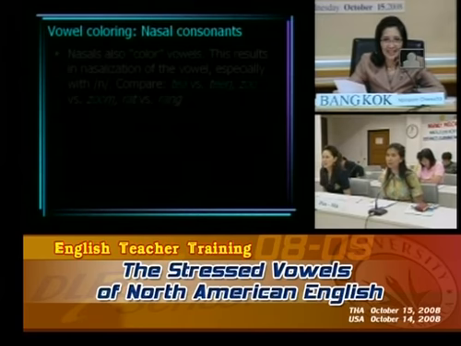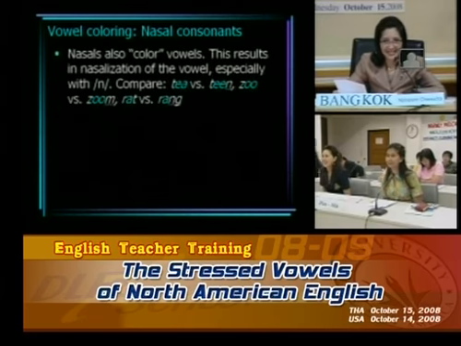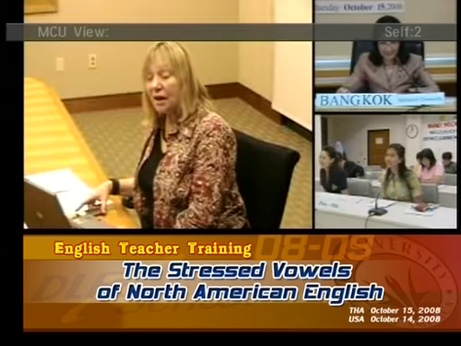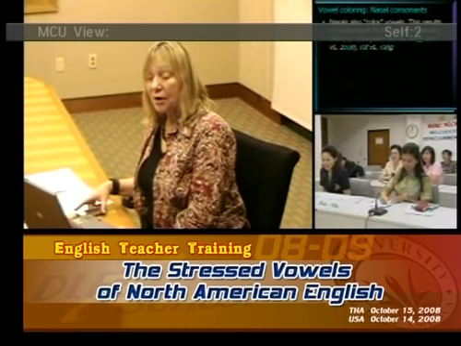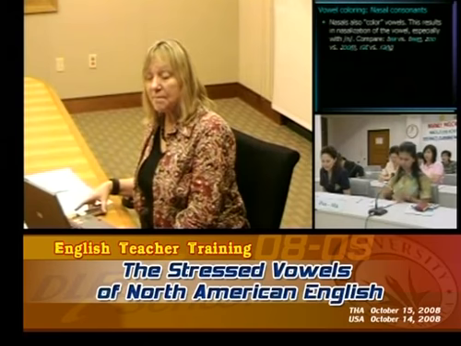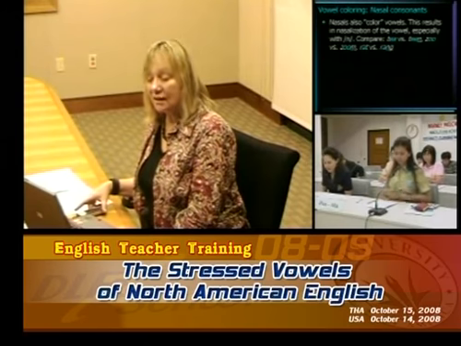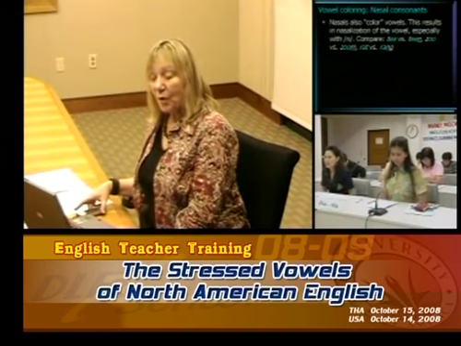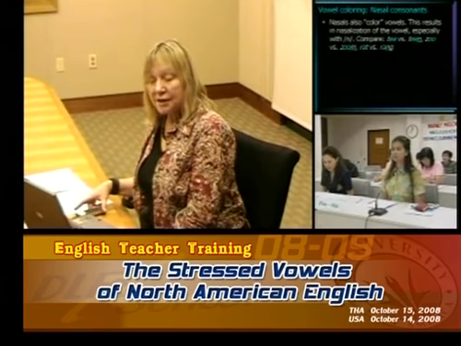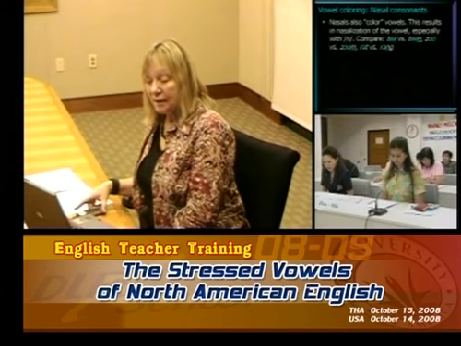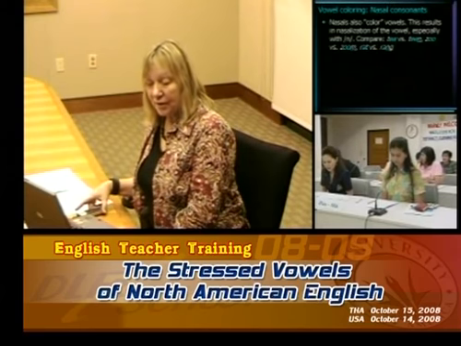Okay, our last group of consonants that color vowels, that change the quality of the vowel, are the nasal consonants m, n, and ng. And what happens is that the vowel becomes nasalized, especially when the vowel occurs together with the nasal consonant n.